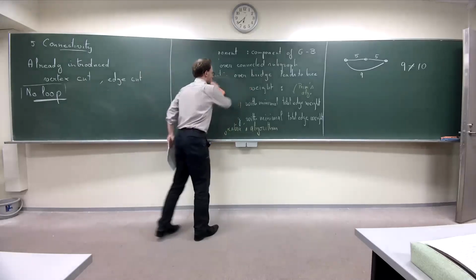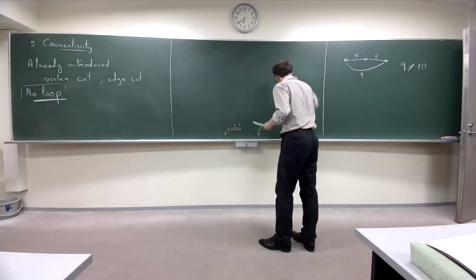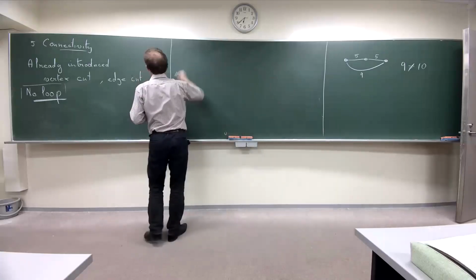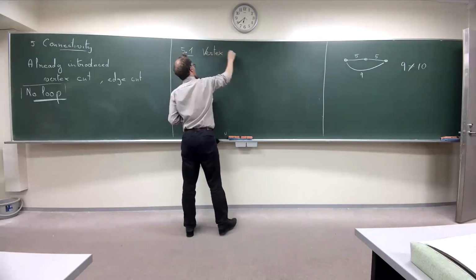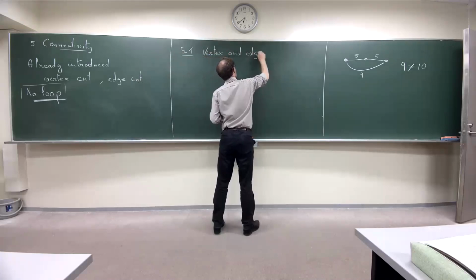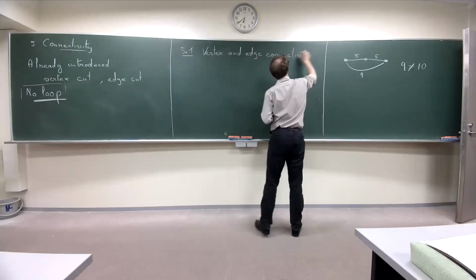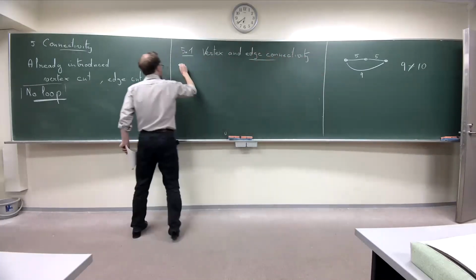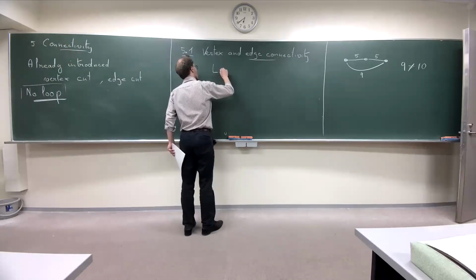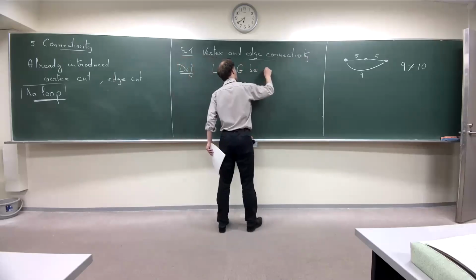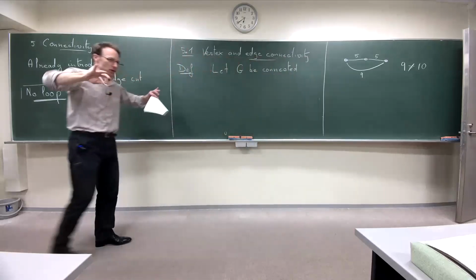So I need to introduce a few definitions. First, this notion of connectivity. So 5.1, it is vertex and edge connectivity. I need to define what it is. So the first thing is a definition. I take a graph connected. Let G be connected. If it is not connected, you do it separately in each connected component.